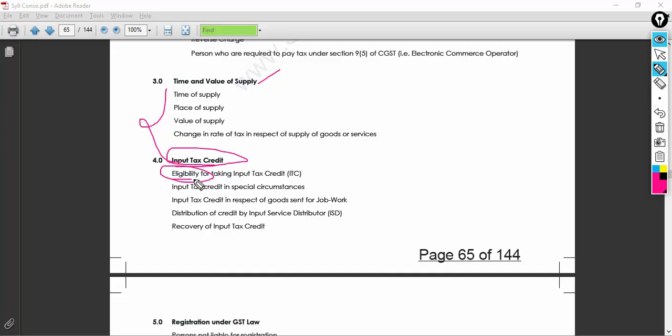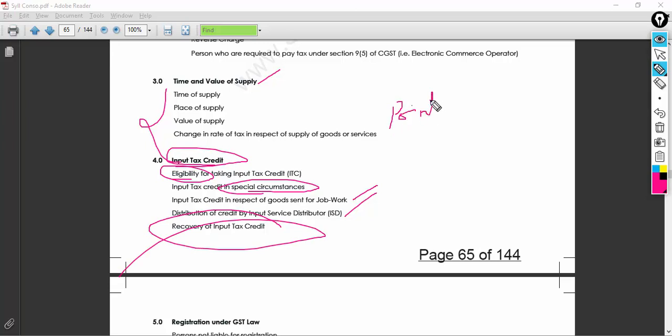So you also need to know about indirect taxation for special transactions, that is, during special circumstances: job work, input service distributor, along with the recovery of input tax credit. From a company's point of view, you also need to know what the benefit is. That point of view is very, very important. So one is your company, the other one is the government.